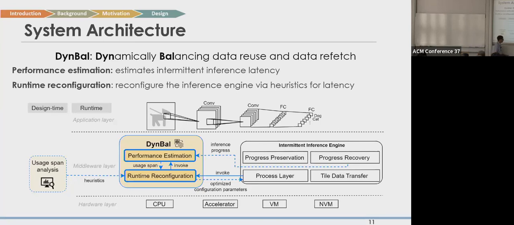And then at the start of each power cycle, progress recovery will occur, and then it will invoke the performance estimation component. That is for estimating the current power level. Is it strong power or weak power?